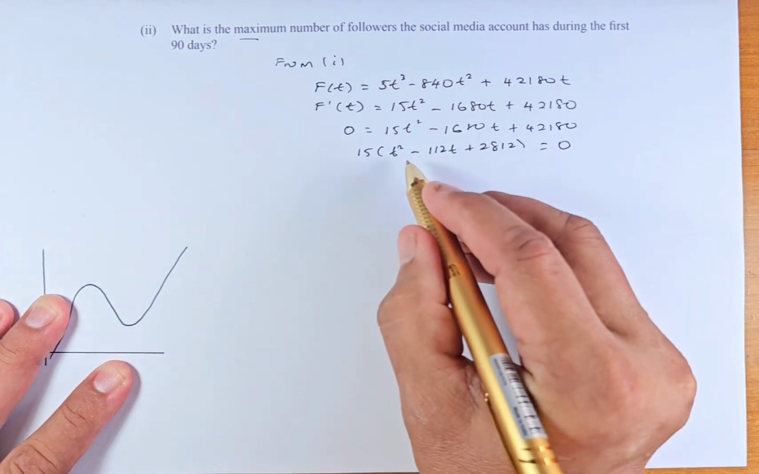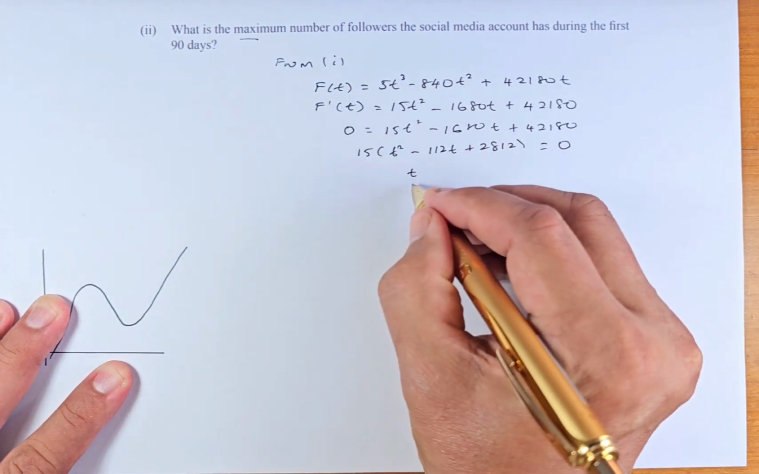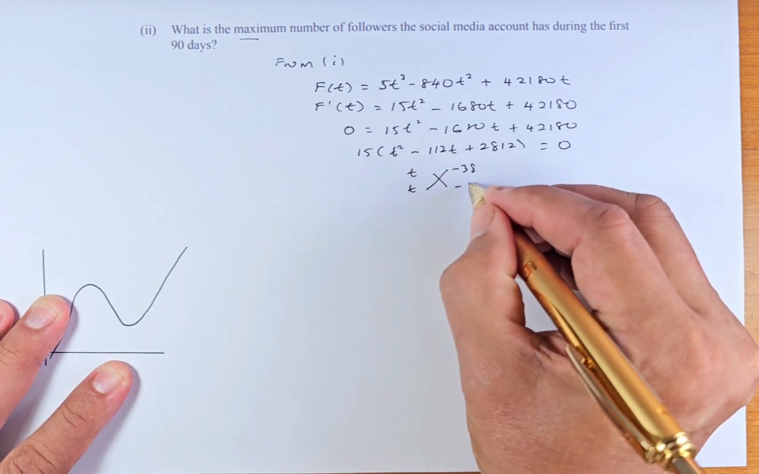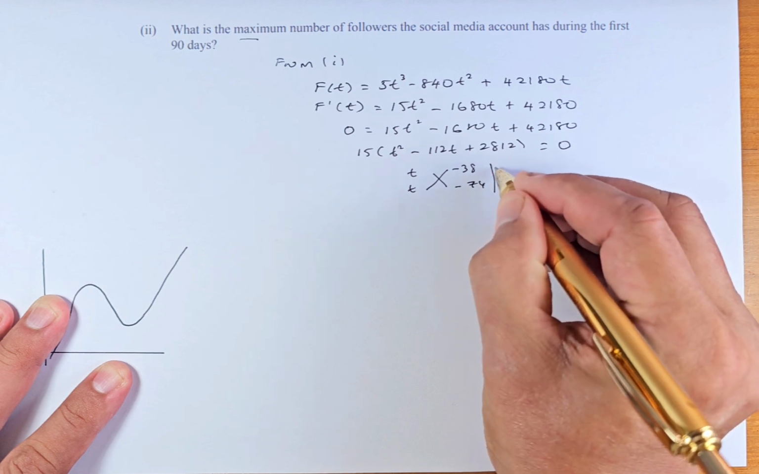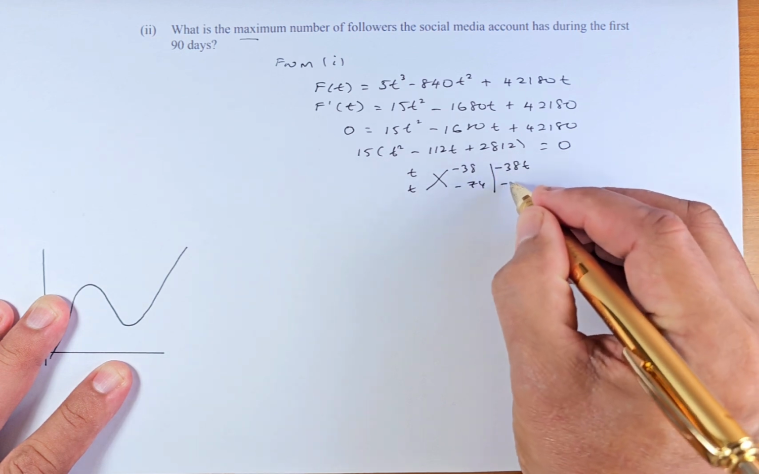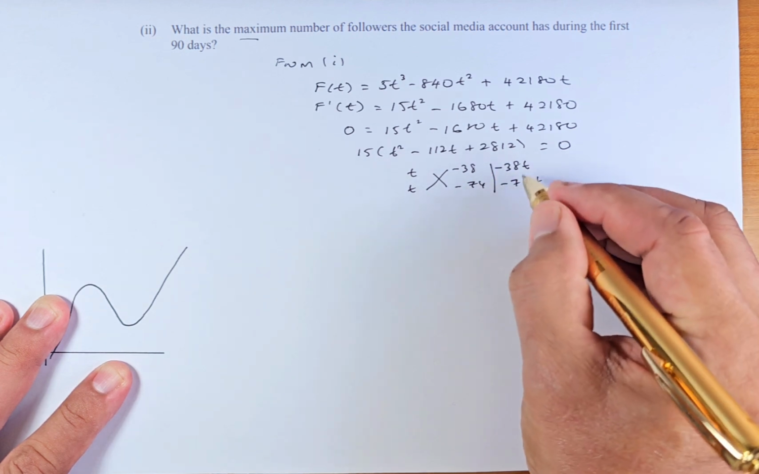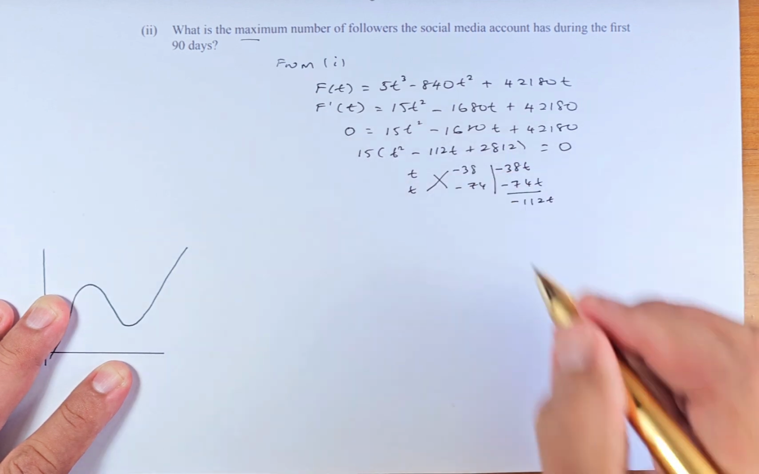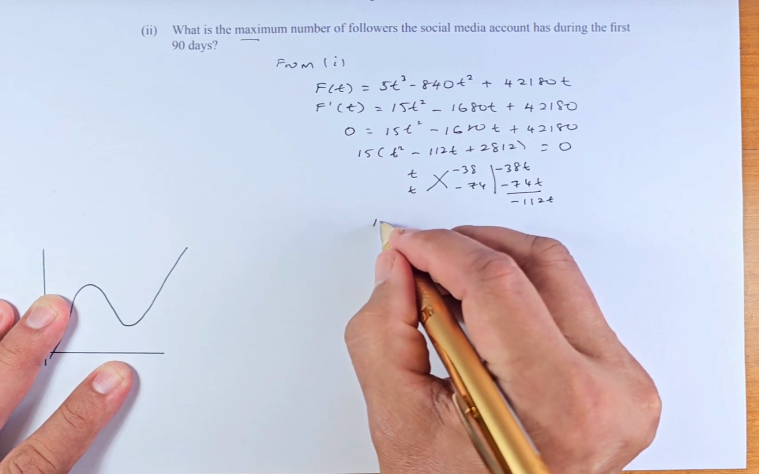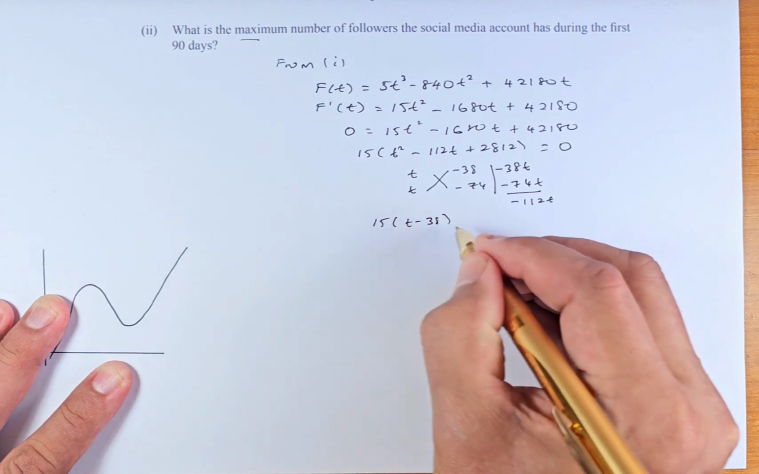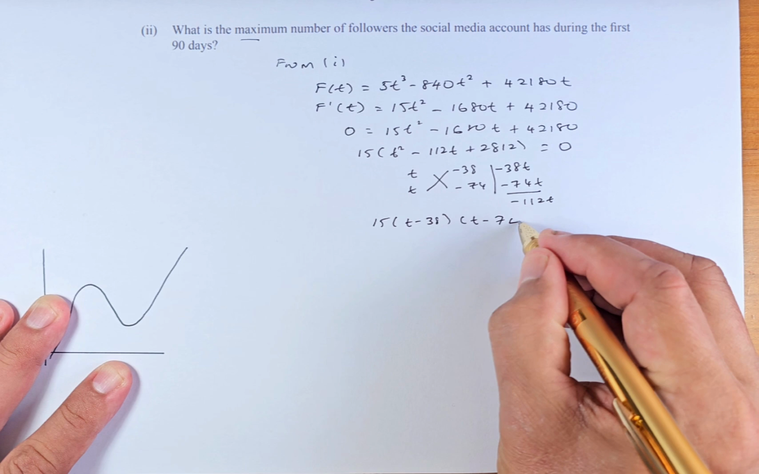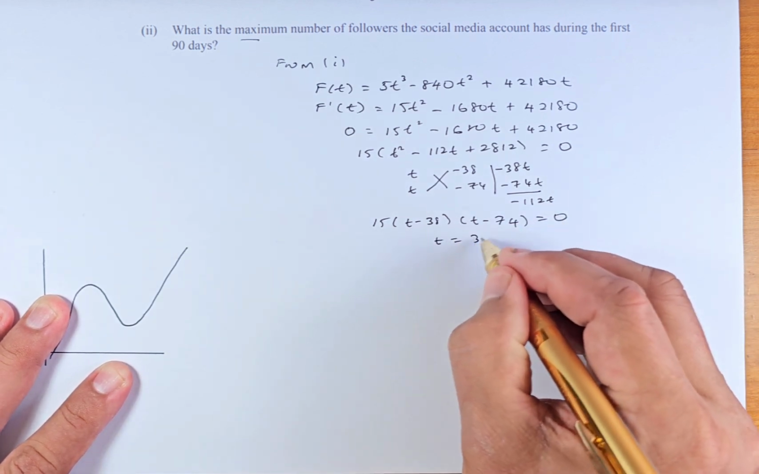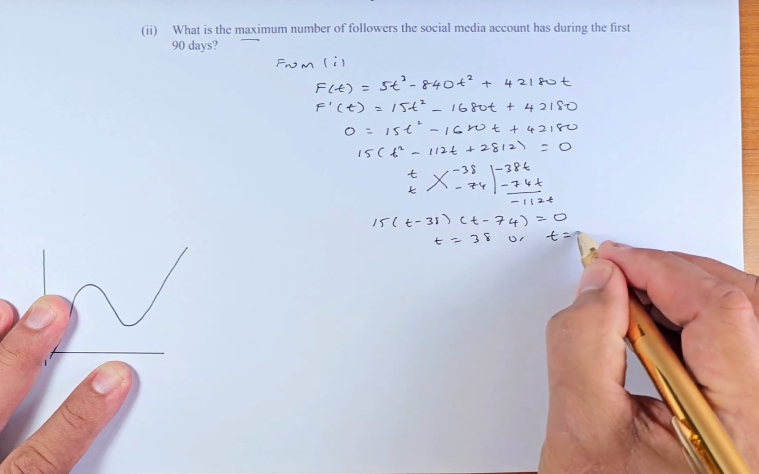Okay, so now we need to factorize that part. So it's going to be t and t, and I've done it before. It's going to be minus 38 and minus 74, because they become minus 38t and minus 74t. When you add them up together, they should give you minus 112t. That's what we got in the middle. So the equation is going to be 15 bracket t minus 38, bracket t minus 74, and that is equal to 0. If you solve, t equals 38 or t equals 74.